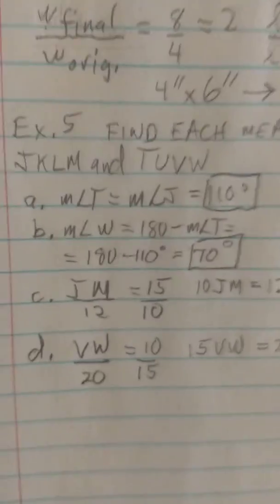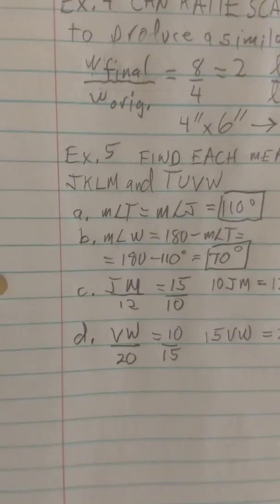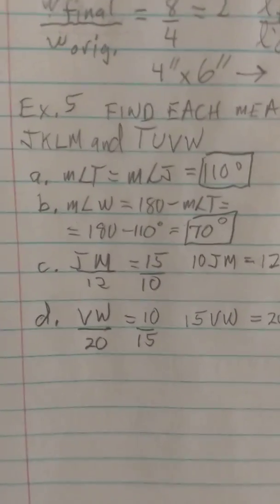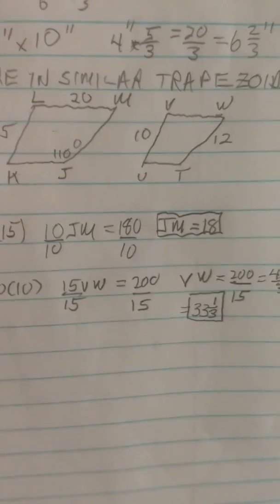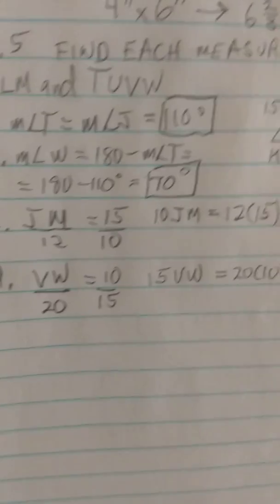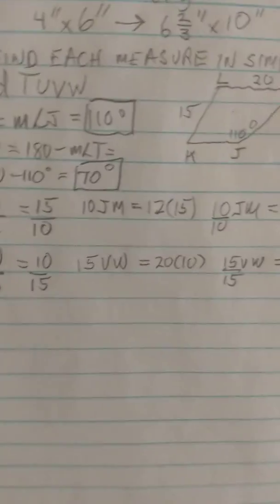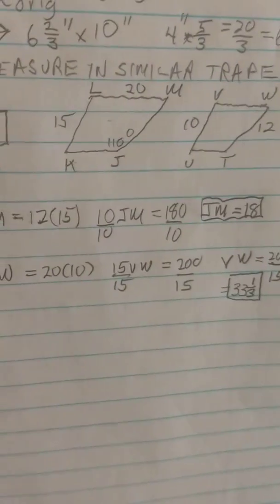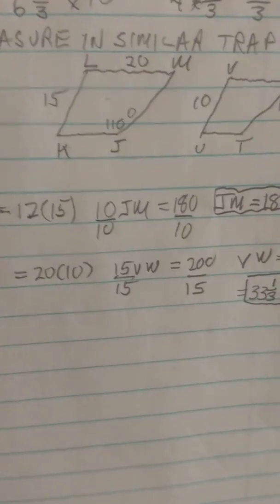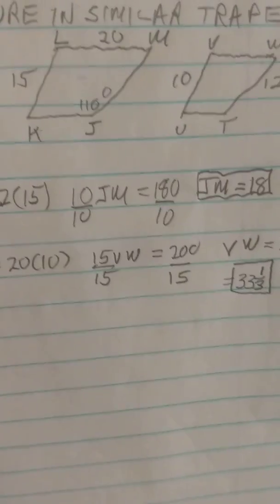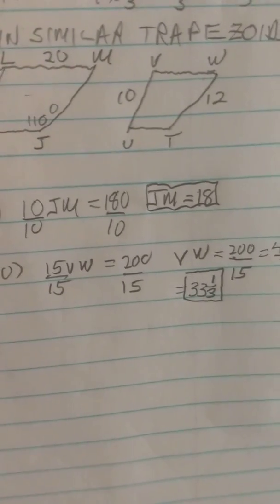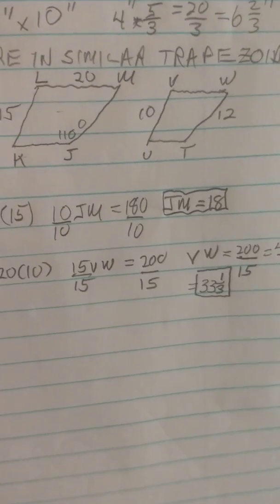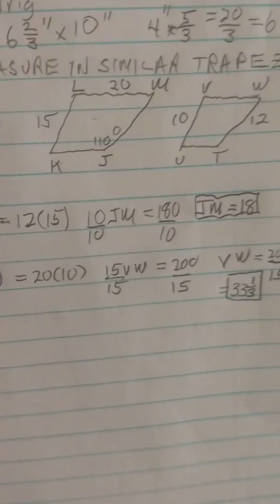Okay? Now, since we said we're going to be working with polygons, now we're going to be working with trapezoids. So example 5 says find each measure in the similar trapezoids JKLM and TUVW. So you see J is 110 degrees, LM is 20, KL is 15, and UV is 10, and WT or TW is 12. That's what we're given, okay?